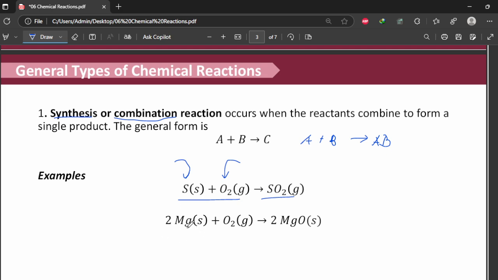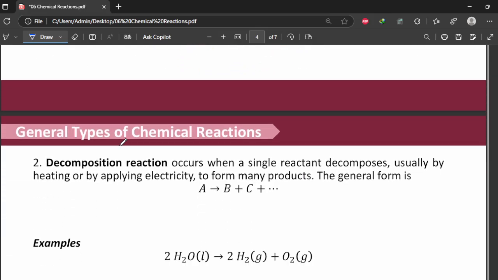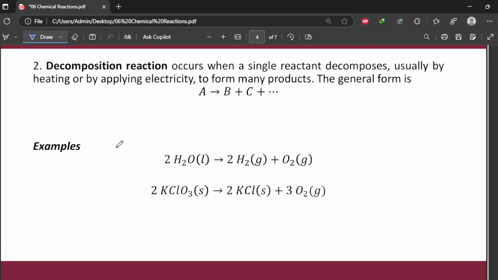Here, we have also two magnesium solid and oxygen gas. And then pag pinagsama mo sila, you can form two magnesium oxide. So yung magnesium oxide na form siya because of magnesium and oxygen. So that is what synthesis or combination reaction is all about. May mafo-form, may mako-combine, and from there magkakaroon ka ng product. Next, we have what we call decomposition reaction.